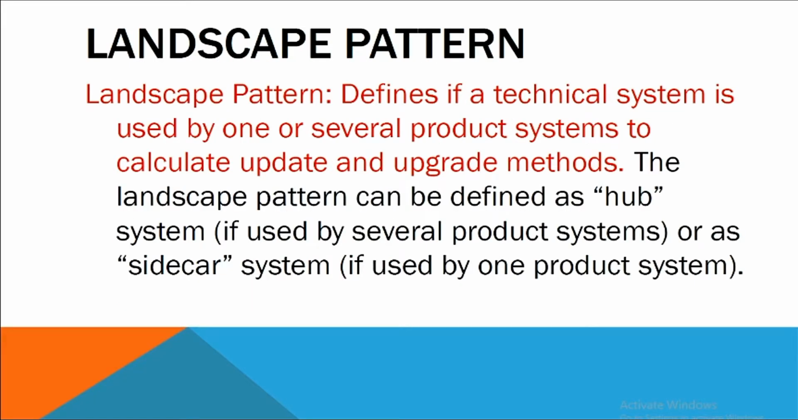Landscape pattern. The landscape pattern defines if a technical system is used by one or several product systems to calculate update and upgrade methods. The landscape pattern can be defined as a hub system, if used by several product systems, or as a sidecar system, if used by one product system.